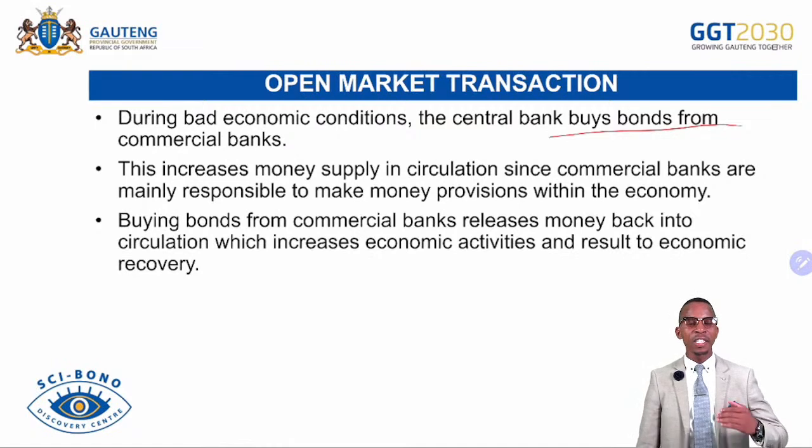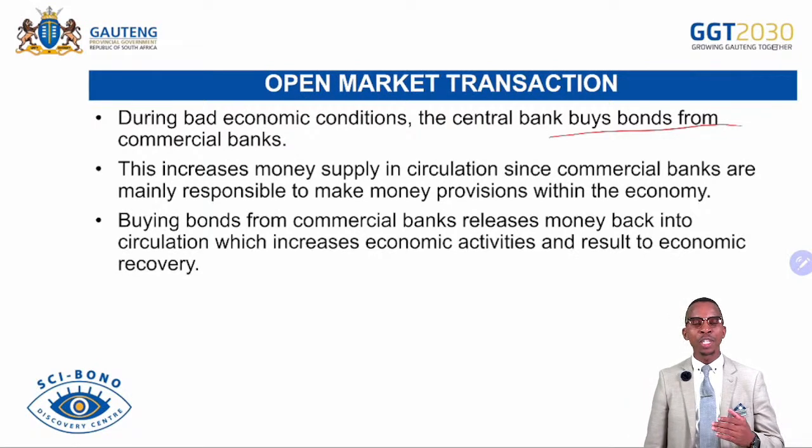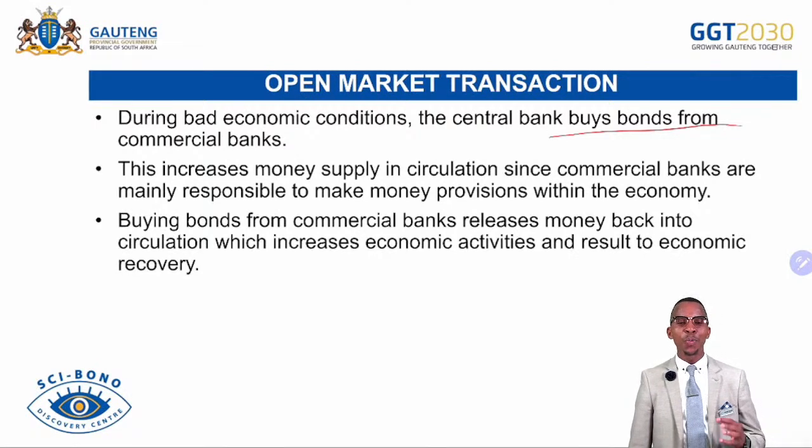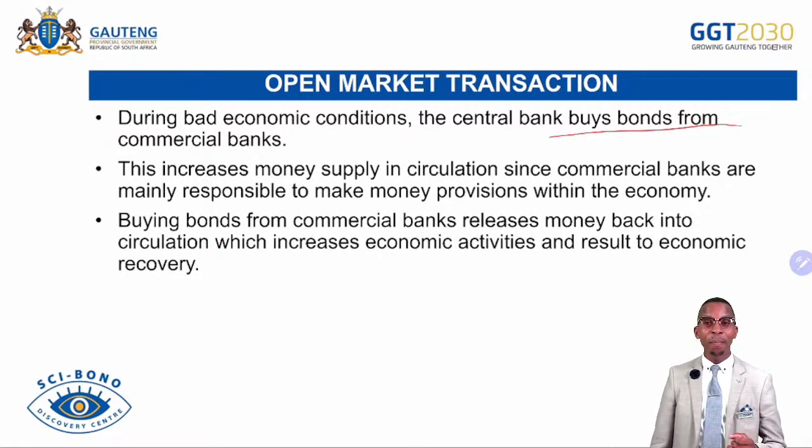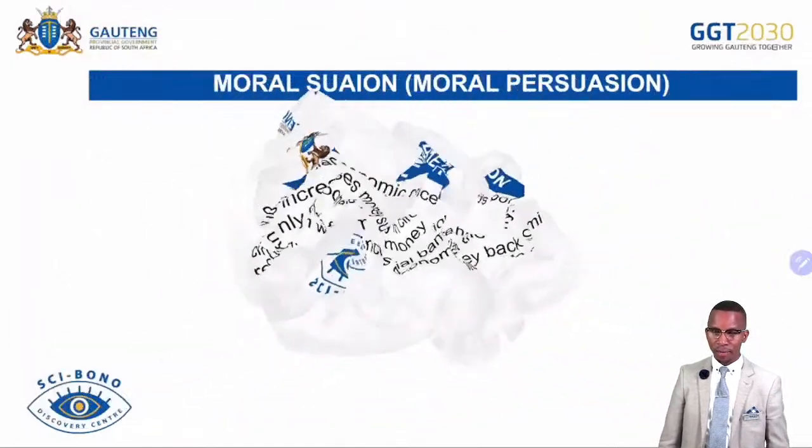If ever the central bank buys bonds, it gives money back into the circulation, and then allows banks to be happy and give more credit into the society. And as that is happening, there will be more demand for goods and services.